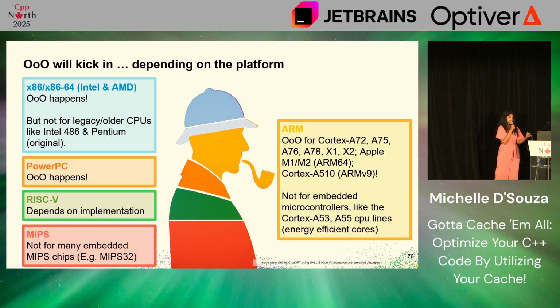Out-of-order execution will kick in, but it depends on your platform. On my specific PC, I have an Intel core, and I did have out-of-order execution. For things like ARM, some CPU lines tend to not have out-of-order execution, specifically the energy-efficient cores and things for embedded microcontrollers. But most ARM CPU lines do have out-of-order execution. But it depends. OOO can kick in.